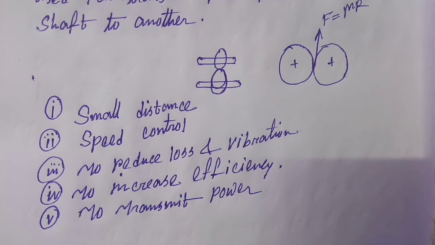If you use a pulley over a small distance, then the pulley decreases efficiency and vibration losses are created. So for small distances we can use gear, and for speed control we can use gear. To reduce loss and vibration we use gear. To increase the efficiency of the machine parts that transmit power we can use gear. So these are the uses of gear.